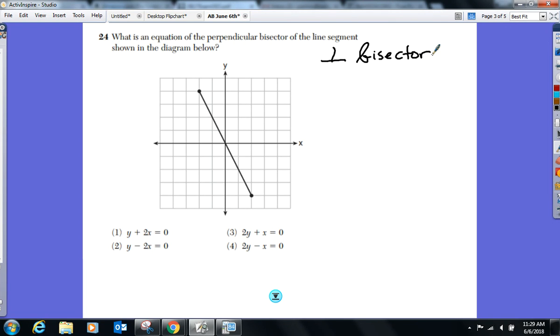What am I going to start looking at? Slopes. What should I know about slopes and perpendicular lines? Opposite reciprocals, negative reciprocals, whatever you call it. Can you please find me the slope of the segment? Either change in y over change in x or rise over run. It's up to you. Up and over how many? What's the slope of the line segment? Change in y over change in x, or again, rise over run since it's already graphed for you.